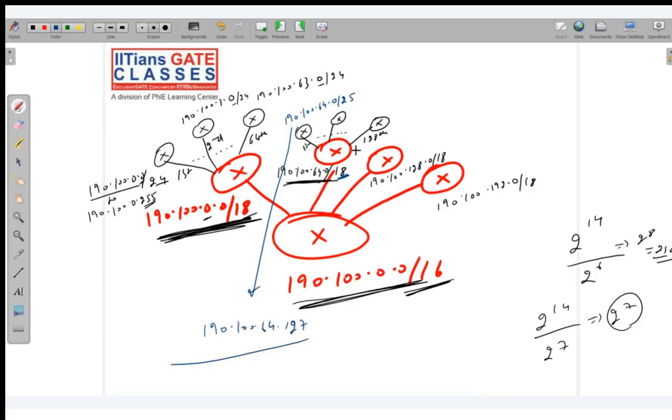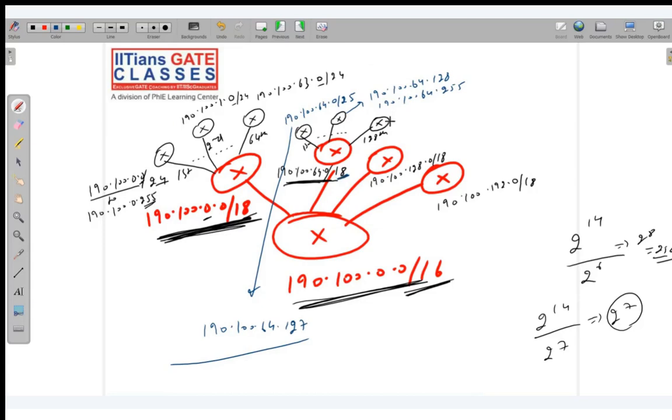Okay, and this second organization, from where will it start? 190.100.64.128. Okay, until what point will it go? 190.100.64.255. Any doubt? No, sir.